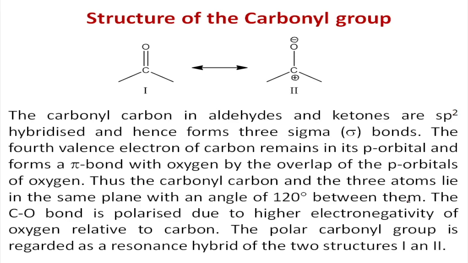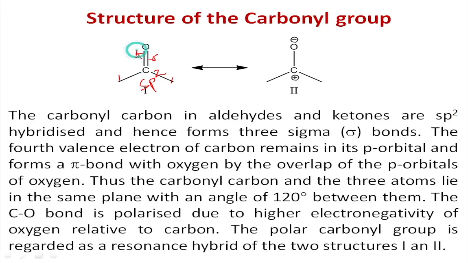So the carbonyl carbon, in aldehydes and ketones, is sp2 hybridized. In the sp2 hybridized carbon, the three hybridized orbitals of sp2 form 3 sigma bonds: 1, 2, 3. In the double bond, one is a sigma bond and the other is a pi bond.